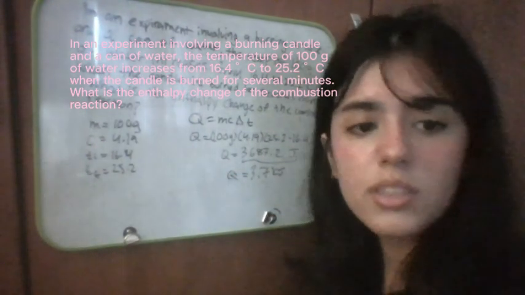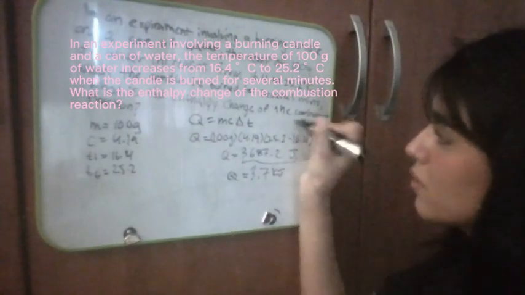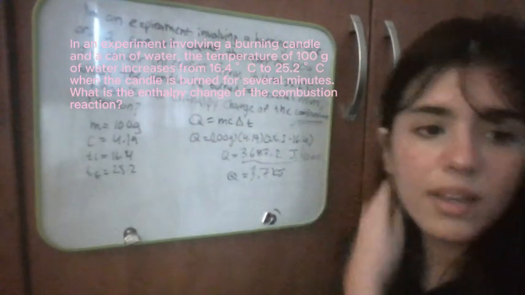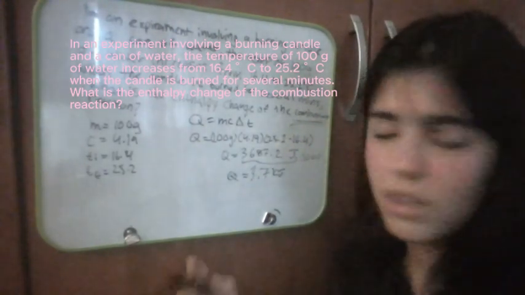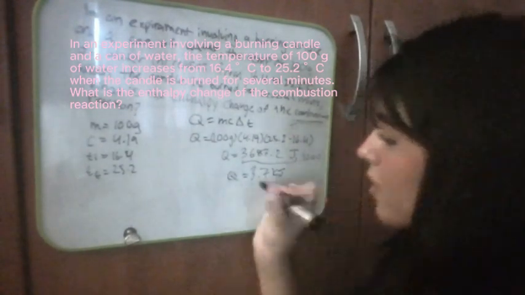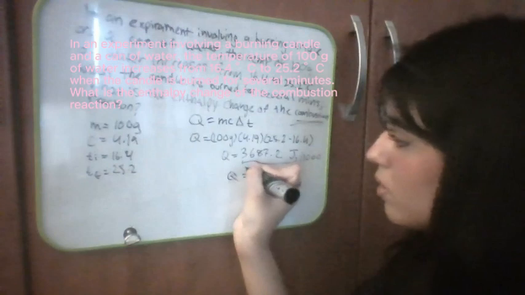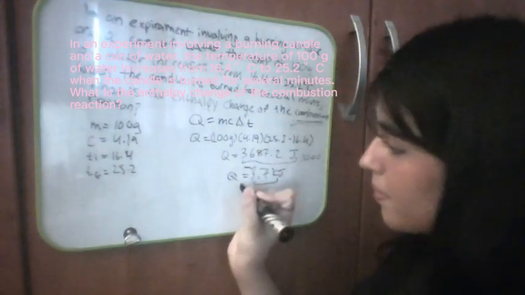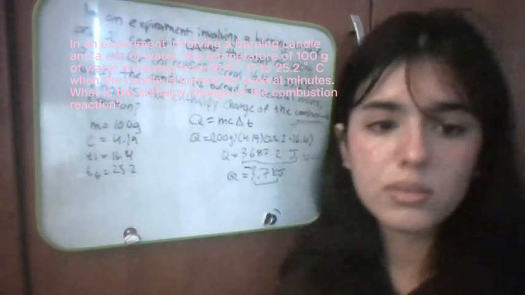And what I want to mention is that because this is a combustion reaction, energy is being given off. And when that happens, it's usually denoted by a negative. So we'll put this value as a negative so that we know that the enthalpy change is exothermic.